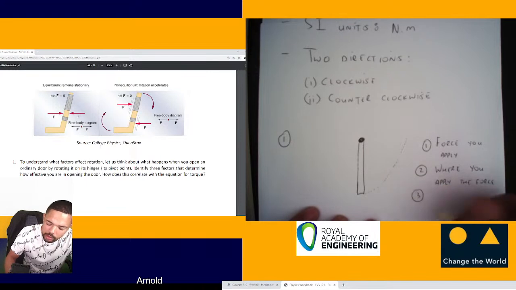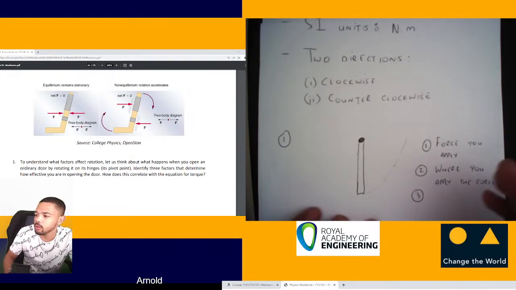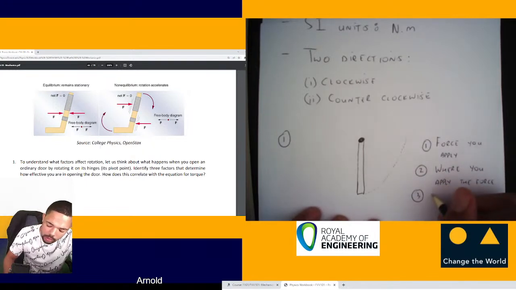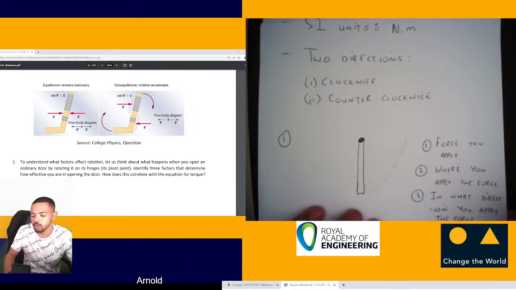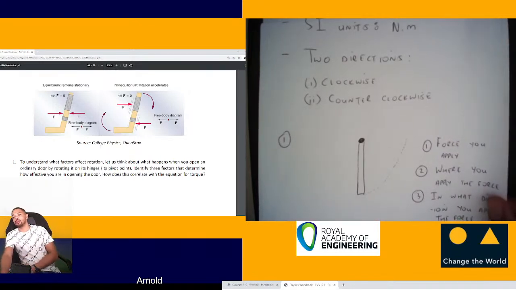And number three, another factor that would affect how you open this door is in what direction you apply the force. Those are three factors that can influence how effective you are in opening this door. In what direction you apply the force.